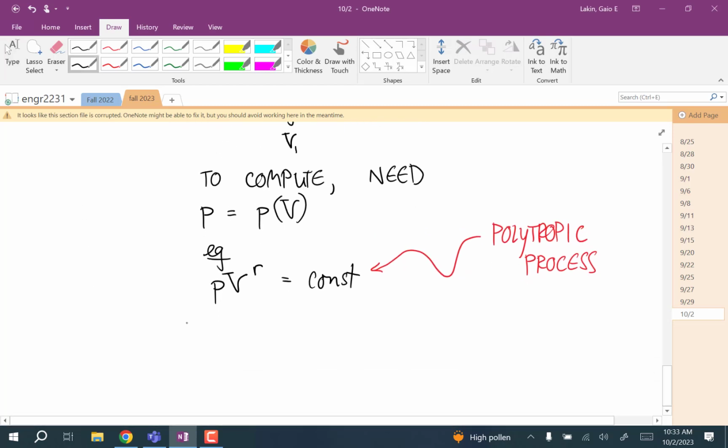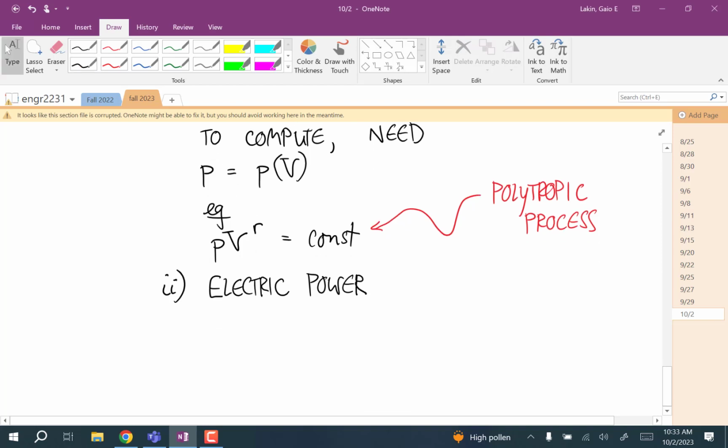Okay, what other kinds of work are there? Two other kinds of work. One is electric power. And you always have to think about the sign convention. So in the case of a pump, for example, the electric power is being provided to the system, by plugging it into the wall. If you're talking about a turbine, that electric power is being supplied by the system. Okay, so you have to think about that sign convention. And then the last one is rotating shafts.